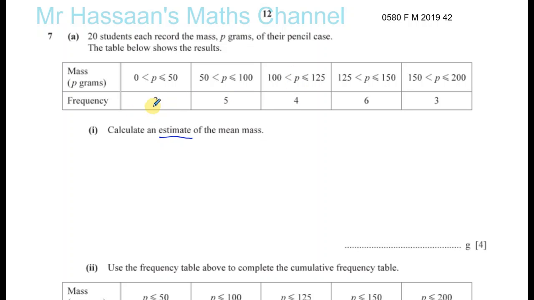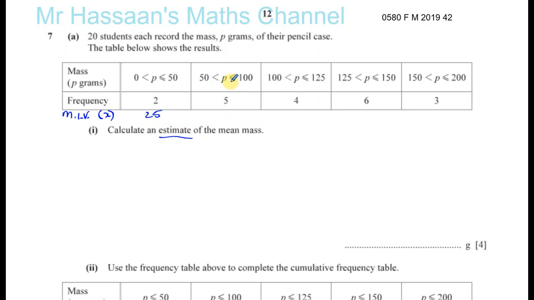The fairest way to do that is to find what is called the mid-interval value, which we're going to call x. The mid-interval value is halfway between these 2 values. So you just add them together and divide by 2, and for between 0 and 50, we can say it's 25. We don't know what the mass of these 2 pencil cases was, but we know it was somewhere between 0 and 50 grams. So let's just take the halfway point. That's the best we can do. It's just an estimate.